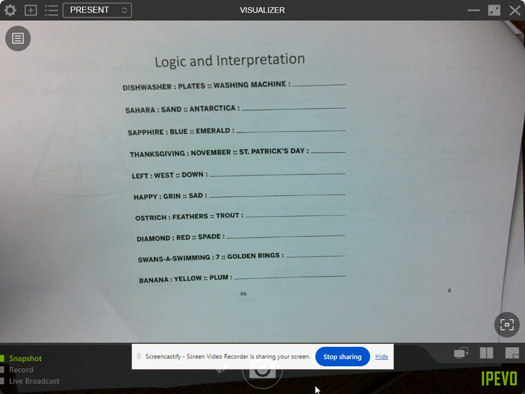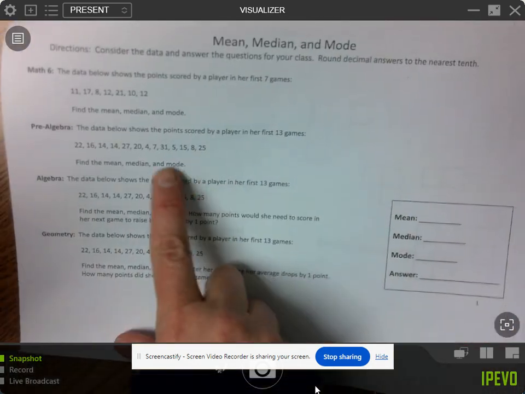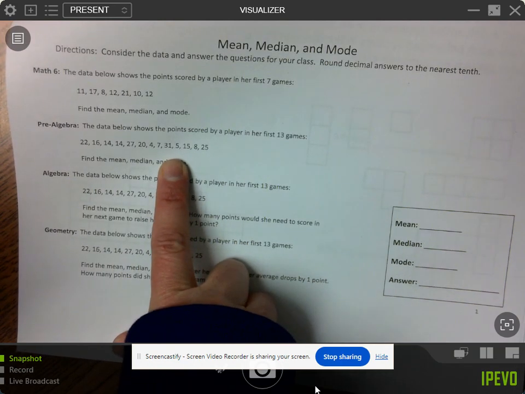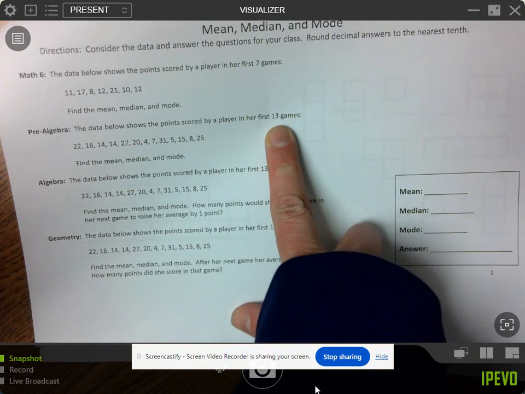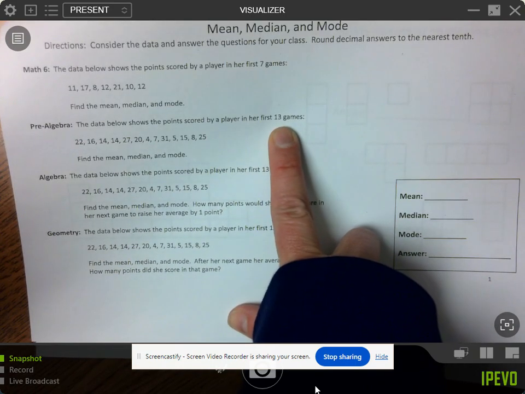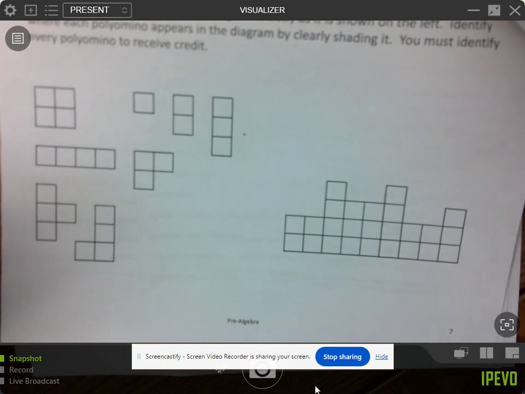Let's look at our next page real quick so I can finish up the recording. We have our mean, median, and mode. What's the first thing we do with mean, median, and mode? Put them in order so you can find the middle, the median. Mode means most. To find the mean, you add them all up and divide by, there are 13 games, so you're going to divide by 13. If there's 13, there's one middle. And the last back page is the polynomial. We know how to do those. They are in every packet.